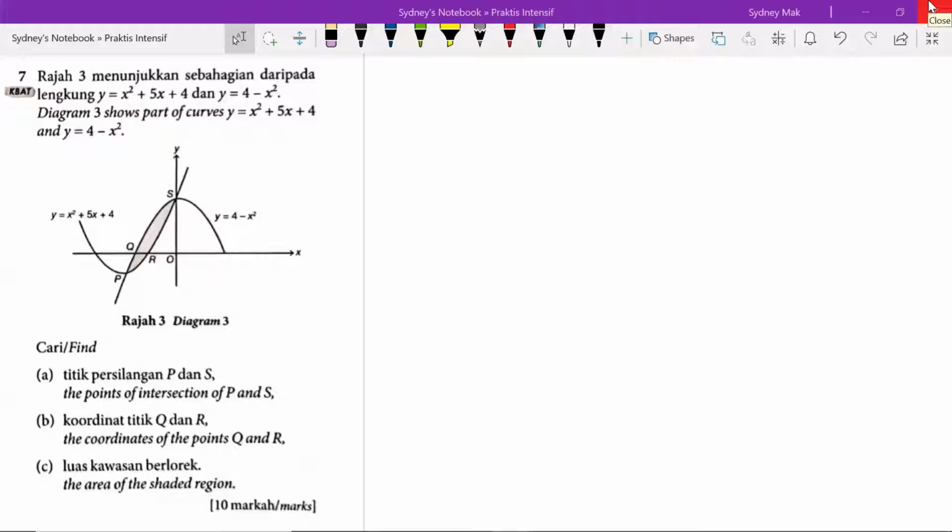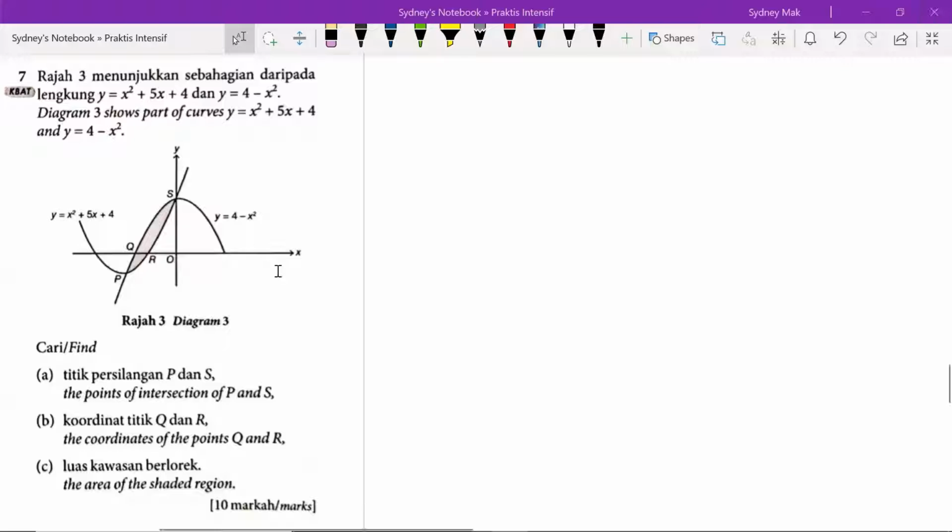Hi everyone, this is Practice Sumatif paper 2, question number 7. The diagram 3 shows part of the curve y equals x squared plus 5x plus 4 and y equals 4 minus x squared. One is the smiling face graph, another one is the sad face graph. We need to find the points of intersection of P and S.